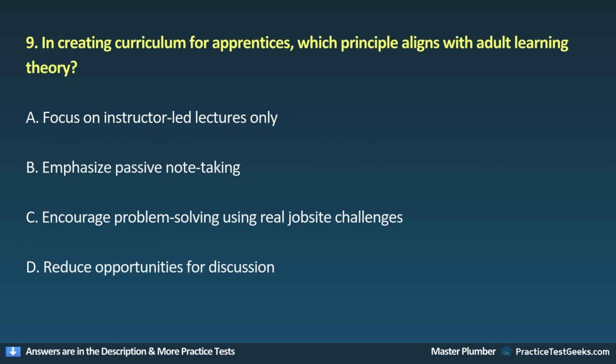9. In creating curriculum for apprentices, which principle aligns with adult learning theory? A. Focus on instructor-led lectures only. B. Emphasize passive note-taking. C. Encourage problem-solving using real job site challenges. D. Reduce opportunities for discussion.